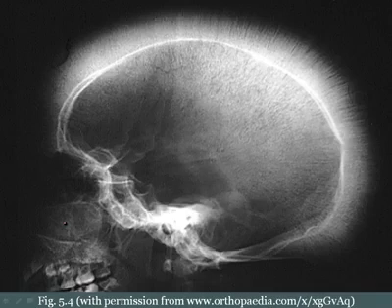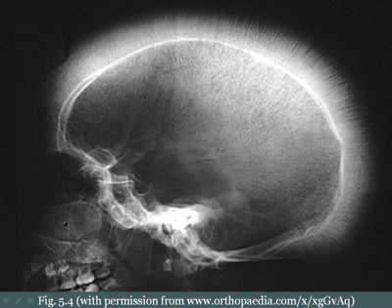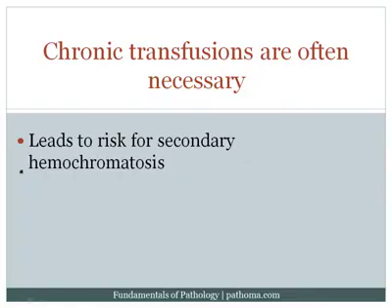Here's a classic image that shows up on examinations. This is the crew-cut appearance of the skull. And again, it's indicative of massive expansion of hematopoiesis into regions where hematopoiesis would not normally occur within the bone. It's not uncommon for these patients to be dependent on transfusions, and so chronic transfusions are often necessary.